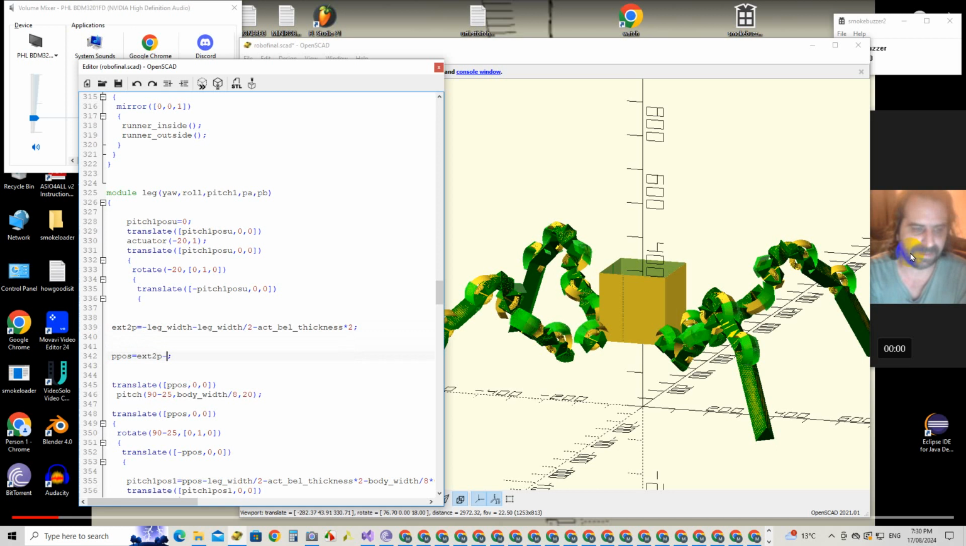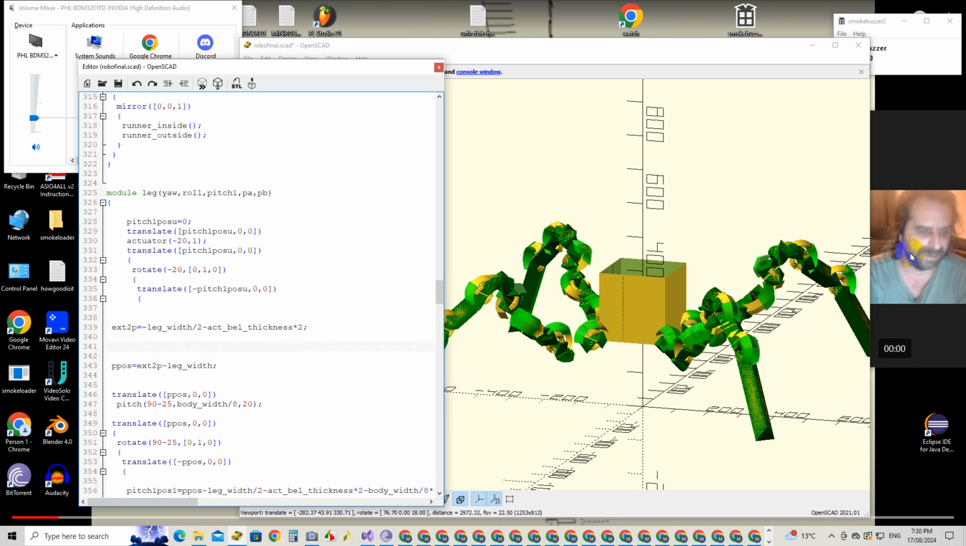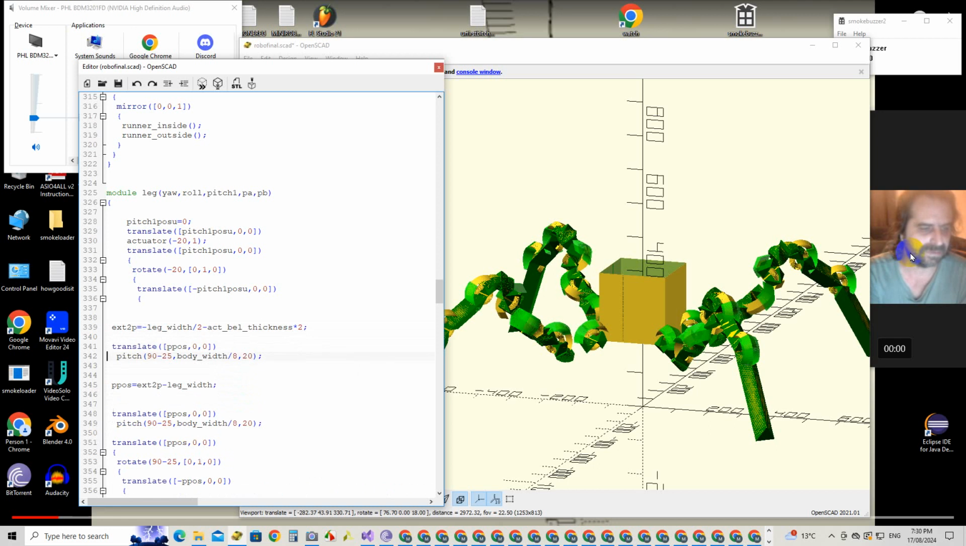Take leg width 1/2. This is leg width, and then I need a translate by X2P, and then I make this one. This one's leg width. Yeah, it's just leg width.